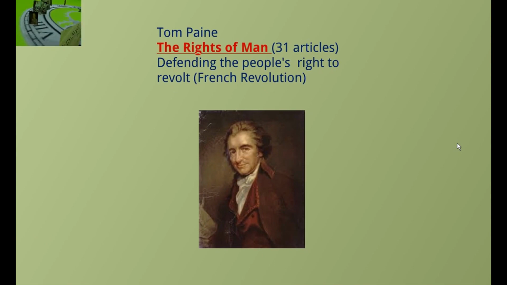In this year, Thomas Paine publishes a collection of 31 articles entitled The Rights of Man, in which he defends the people's right to revolt against the government when the government does not protect the people's natural rights of liberty, life, and property. And he uses the arguments in these articles to defend the French Revolution.